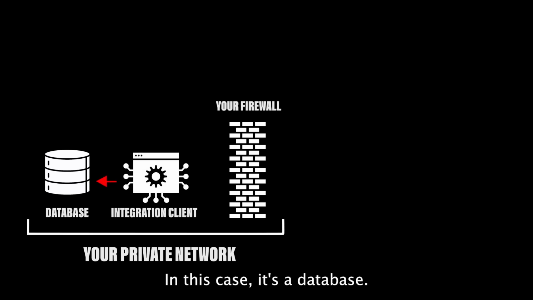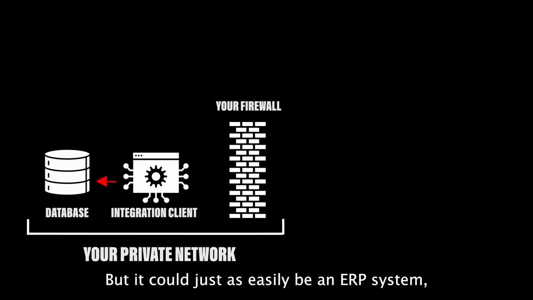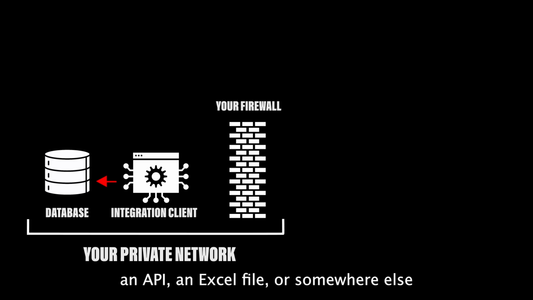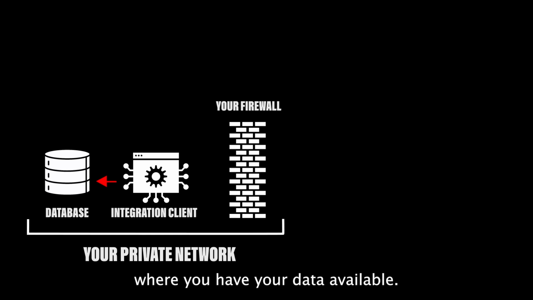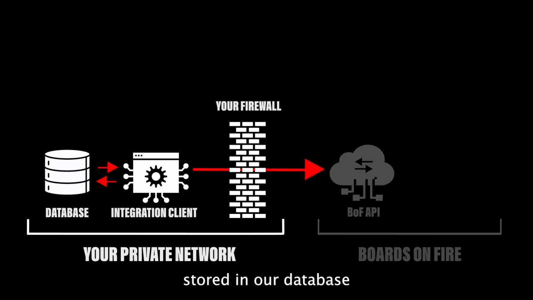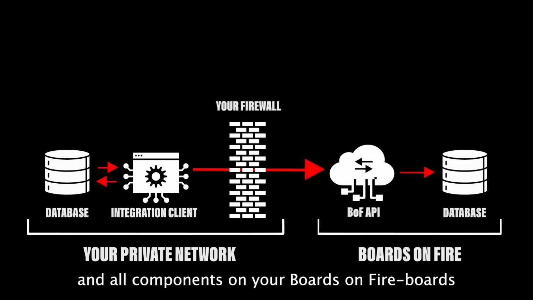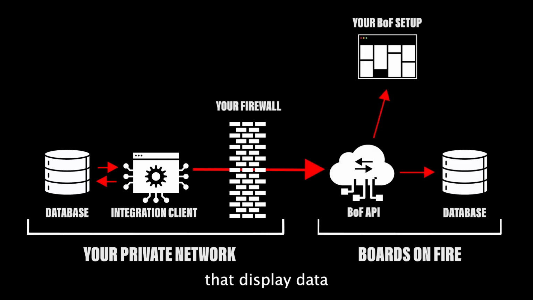So, to get the data that is only available to you out to us, something called an integration client needs to be built. What it does is connect to a data source. In this case, it's a database, but it could just as easily be an ERP system, an API, an Excel file, or somewhere else where you have your data available. The integration client retrieves the data and then maps it to fit the structure you set up earlier when you created the data source in Boards on Fire. The data is sent to our API, stored in our database, and all components on your Boards on Fire boards that display data from that data source are notified that there is now updated data, triggering a refresh to ensure that the latest data is always displayed on the boards.